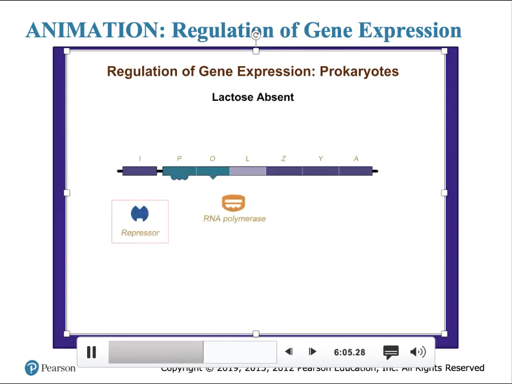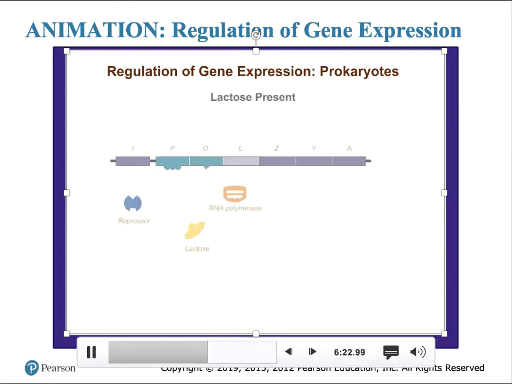When lactose is absent, the repressor remains active and can bind to the operator site. RNA polymerase can bind to the promoter region but cannot proceed past the blockade imposed by the repressor protein. No enzymes are produced in this situation.